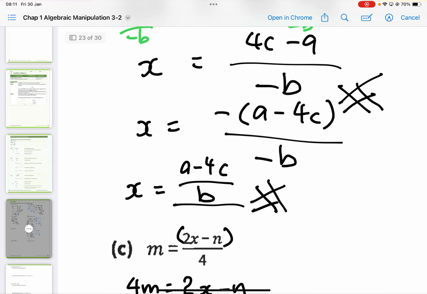Yes, should be A plus 4C. Very good, thank you.